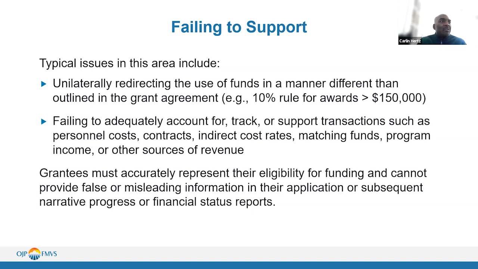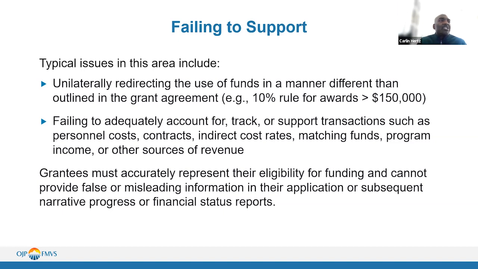So this includes redirecting the funds differently than outlined in your grant agreement. You may have the ability to revise your budget up to 10% if your grant is under $150,000, but you want to verify this with your grant manager and your special conditions. Also, not accounting for items outlined in the budget categories like personnel costs, contracts, indirect cost rates, etc. It is important to keep track of these items with effective internal controls, policies, and procedures. These should always leave a paper trail. And lastly, just be honest, never provide false or misleading information on progress or financial reports.